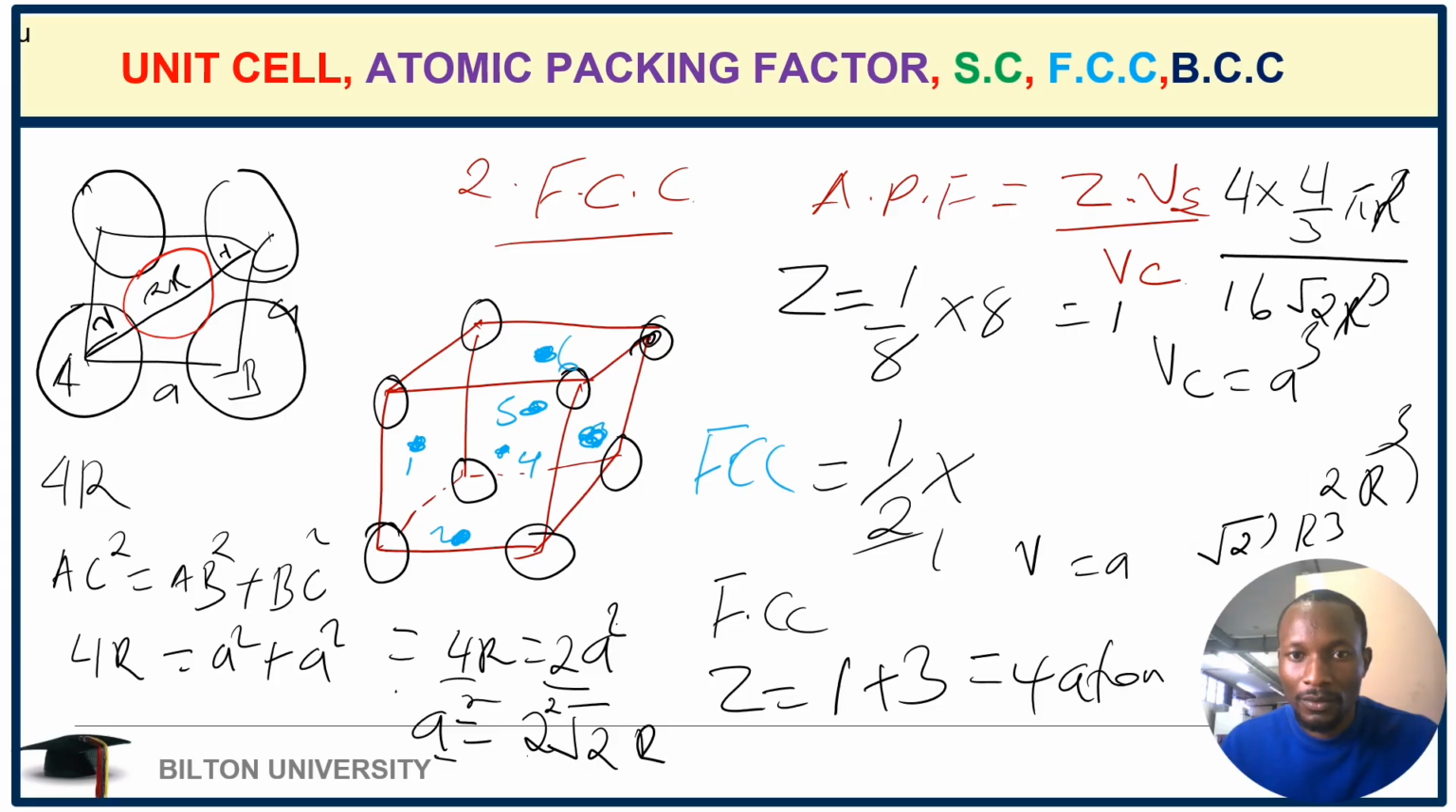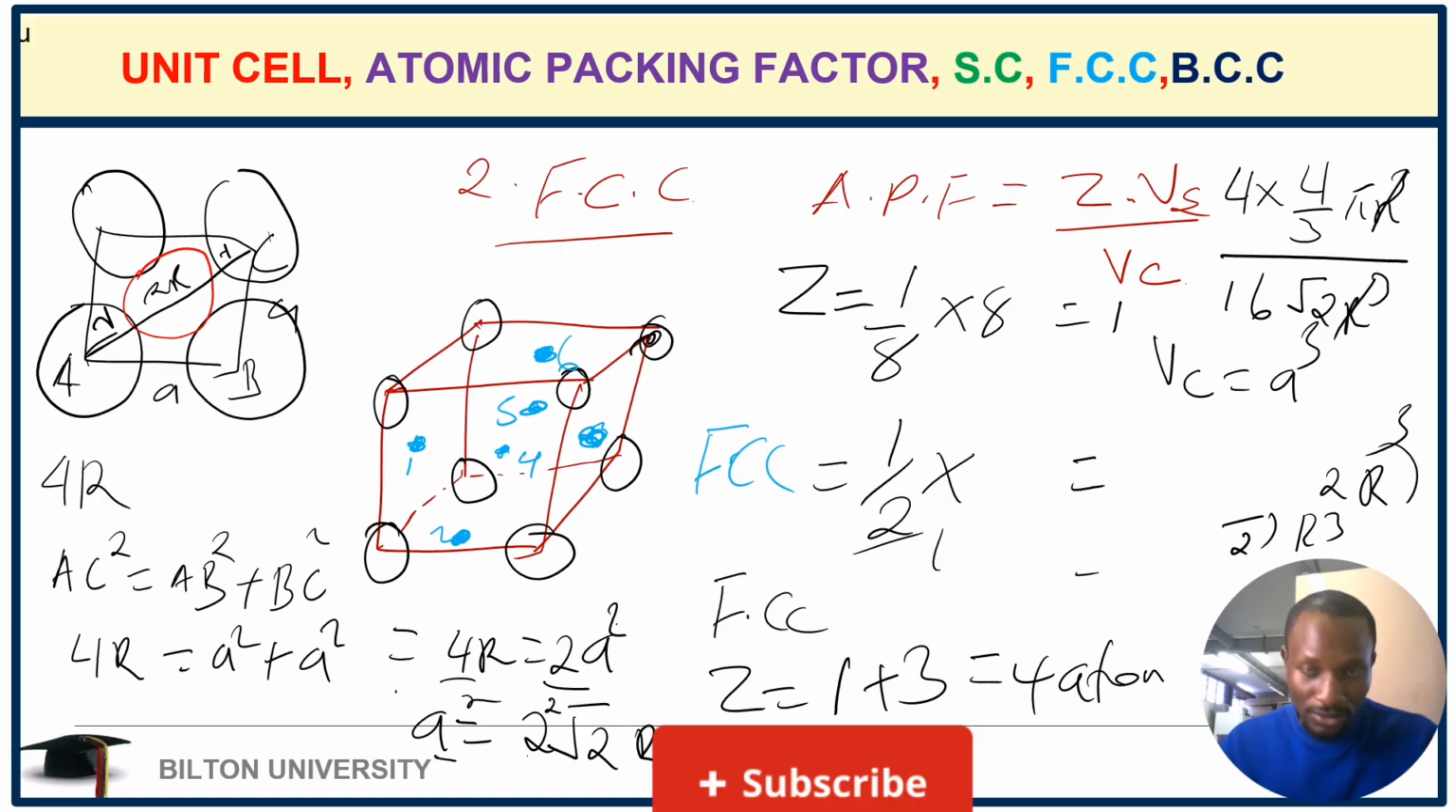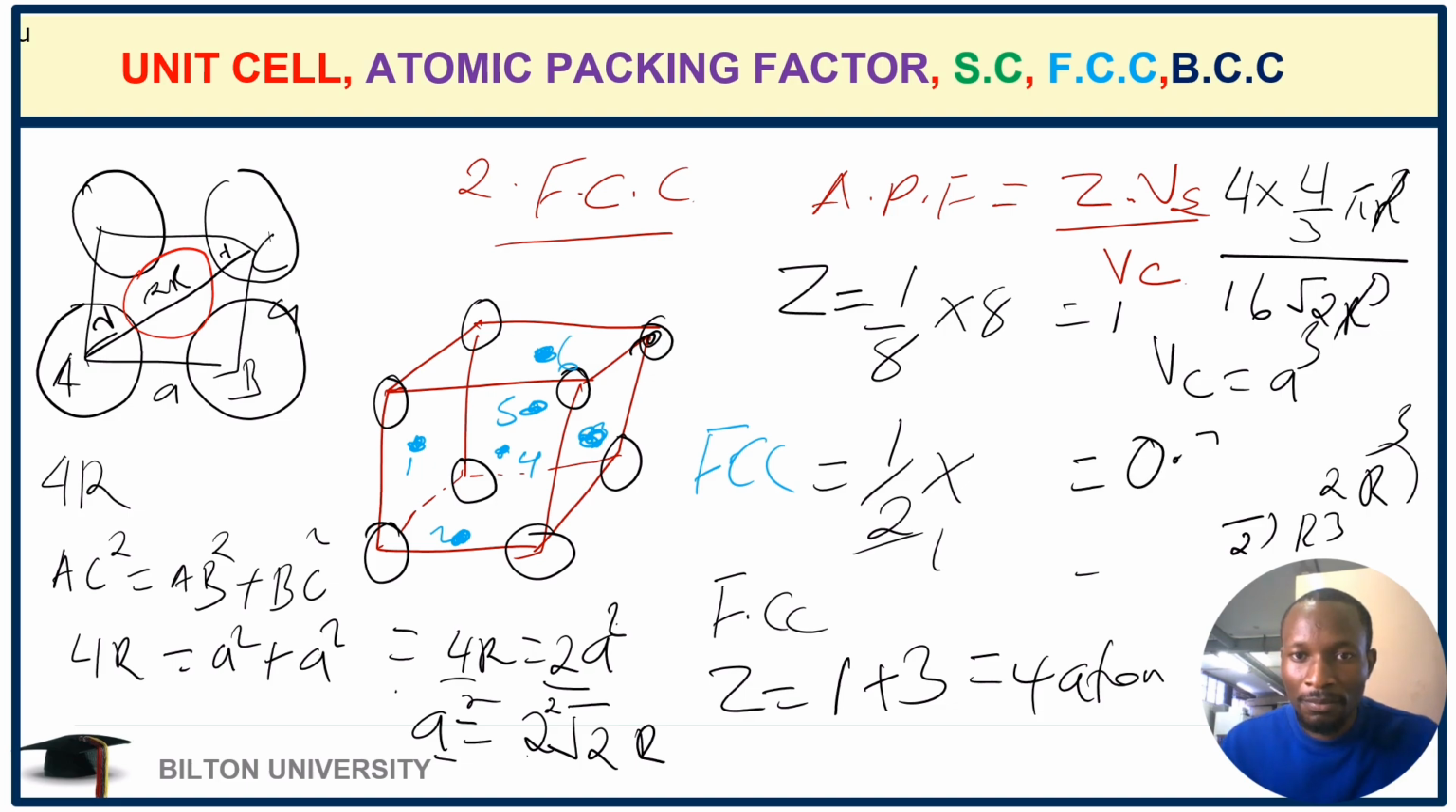This is F.C.C, so that's going to give us a value of 4 times this one, it gives us 0.74. So the atomic packing factor for F.C.C is 0.74. So it tells us that 0.74 of the entire volume of the unit cell is occupied by the atoms, leaving 1 minus this, which is 0.26, of the entire volume unoccupied.